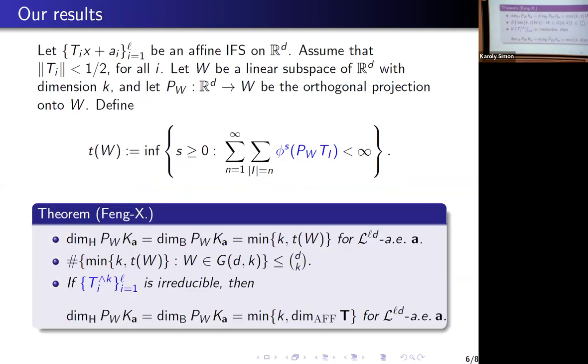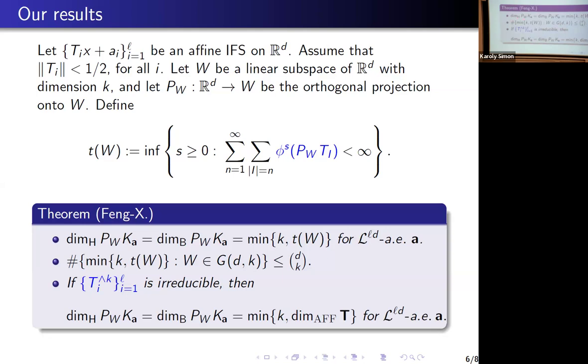Okay, let me move to our results. So first, we consider an affine iterated function system T_i x plus a_i, and we let W be a linear subspace of R^d with dimension k. Let P_W be the orthogonal projection onto W. We define the following value, T_W. Note that the definition of this value T_W is similar to the definition of the affine dimension. Here we change the original potential function Psi(T_i) to this new potential function Psi(P_W T_i).